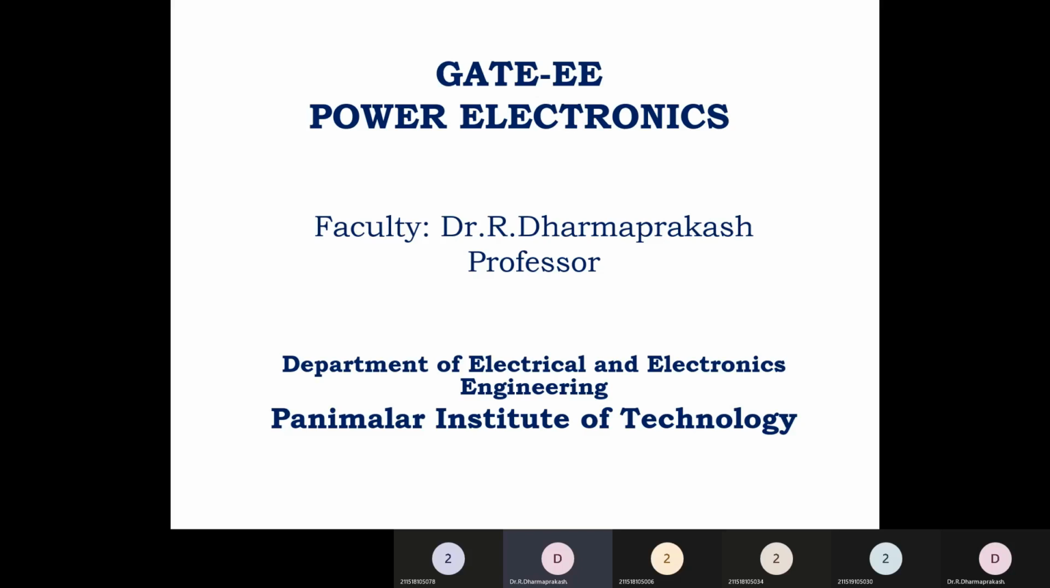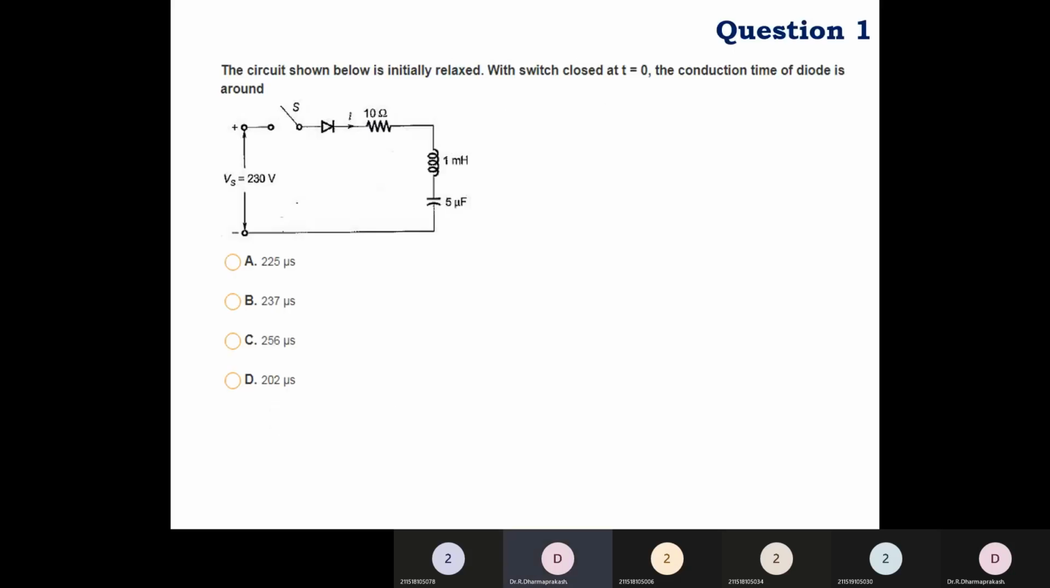Related to the uncontrolled rectifier. Okay. So here, first we will take this. Here you can see this circuit shown below is initially relaxed with the switch closed at t is equal to 0. The conduction time of the diode is around. What is the value you have to see?